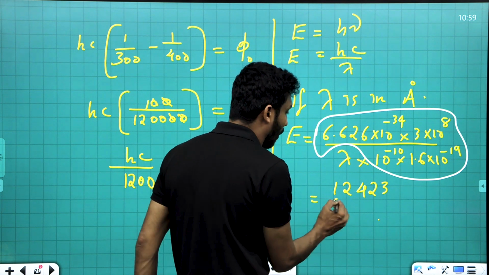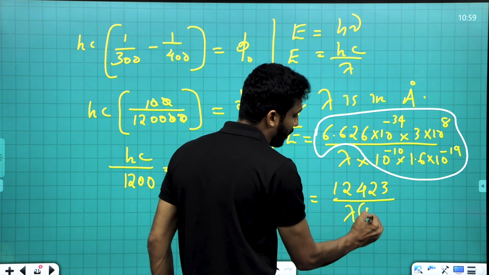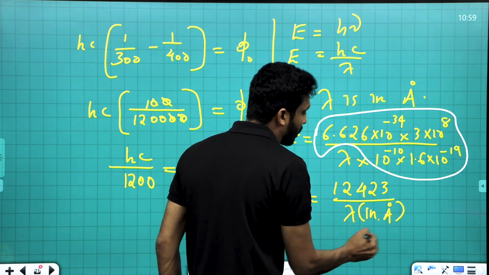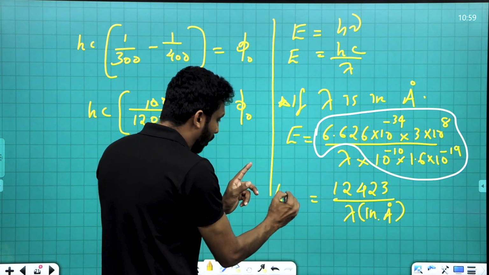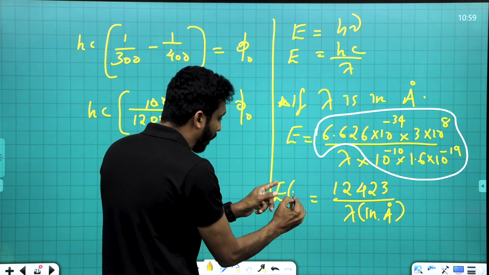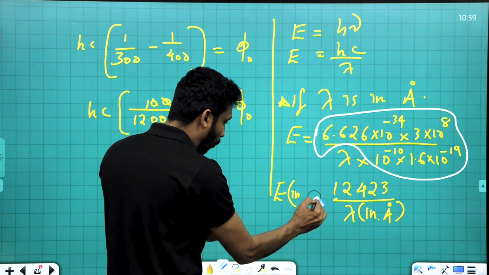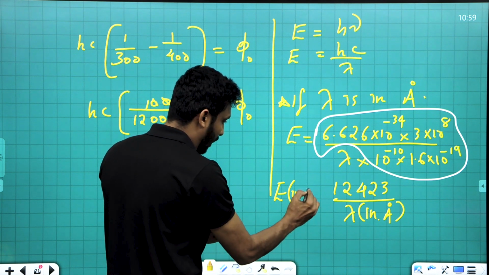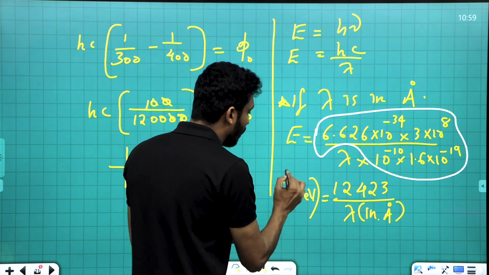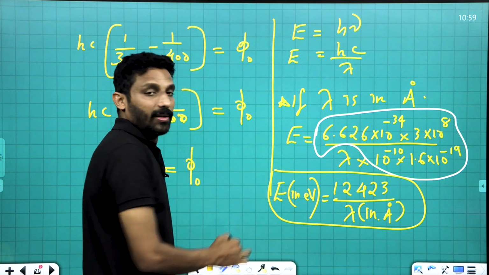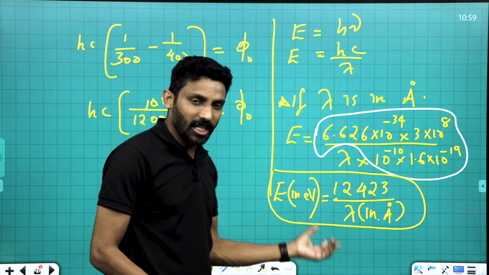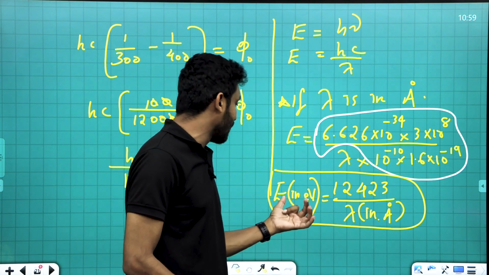12423 divided by the lambda in angstrom. The lambda value in which unit? Angstrom. Then your energy will be in which unit? Energy will be in electron volt unit. Remember, in eV. This is very important. By using this expression, you can easily calculate energy in electron volt.